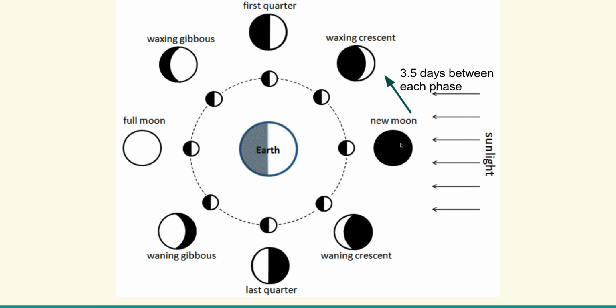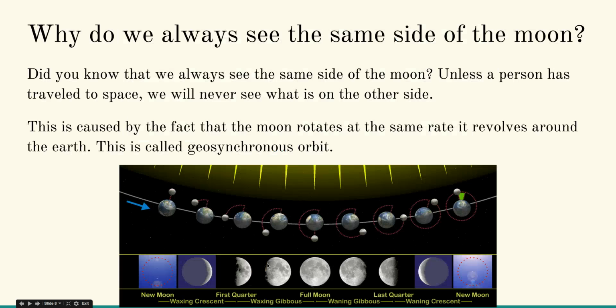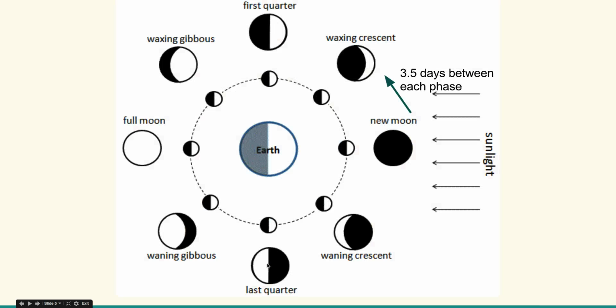Now in terms of time, it takes about 3.5 days to go from one phase to another. So it takes 7 days or 1 week to get 1/4 of the way around, another 7 days or 2 weeks to get 2/4 or halfway around, and then 21 days or 3 weeks to get 3/4 of the way around, and then about 28 days to get all the way around. That's 4 weeks, approximately 1 month to get all the way around the lunar cycle.